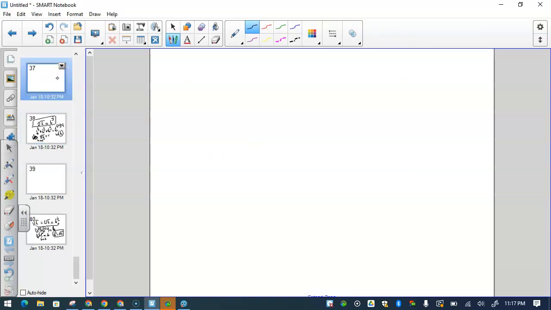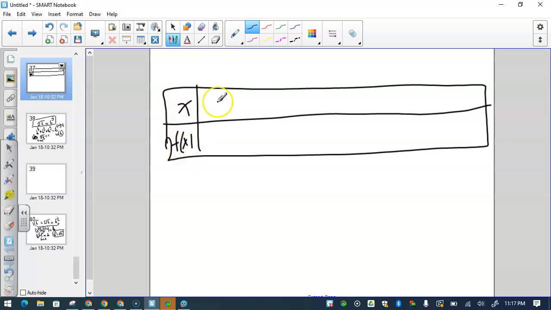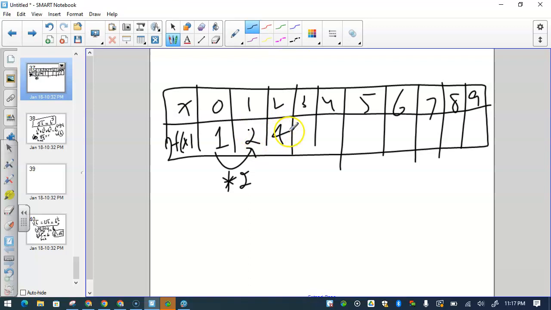And one more thing: I'm making a table with x and f of x. So x is 0, 1, 2, 3, 4, 5, 6, 7, 8, and 9. In the beginning, the first output is 1, and I multiply by the growth factor of 2. 1 times 2 is 2, 2 times 2 is 4, 4 times 2 is 8, 16, 32, and you see it doubles. Clearly, you can see what I'm doing. The main reason I'm showing this is 256 and 512.